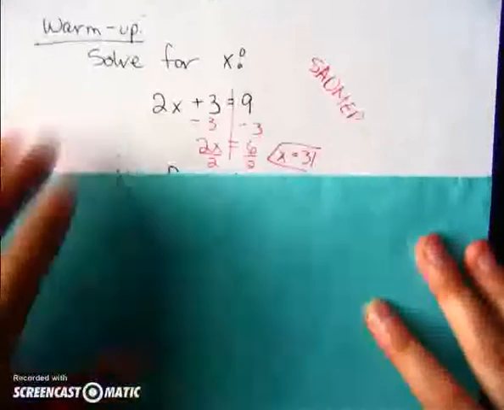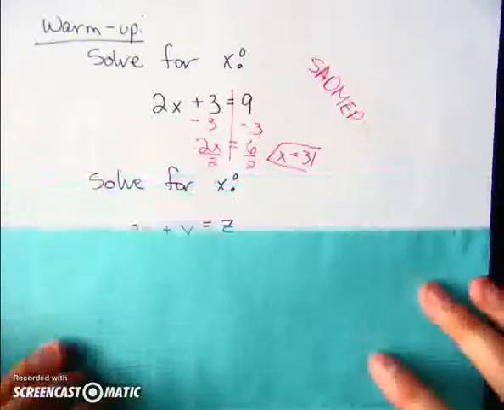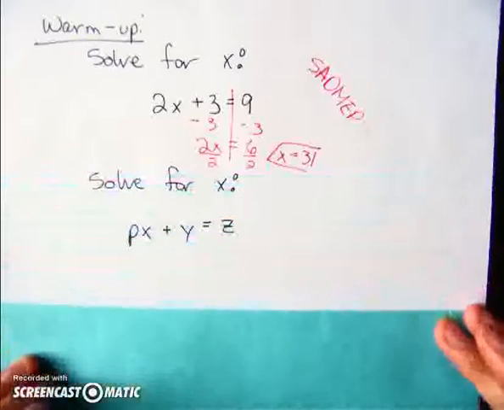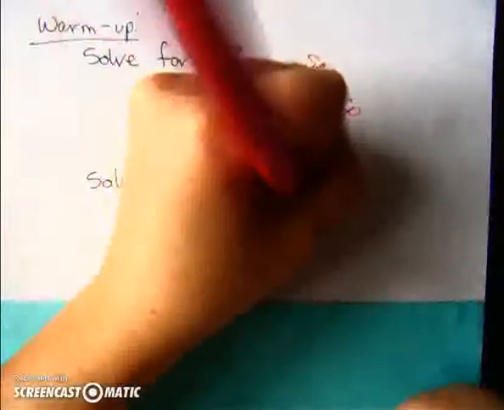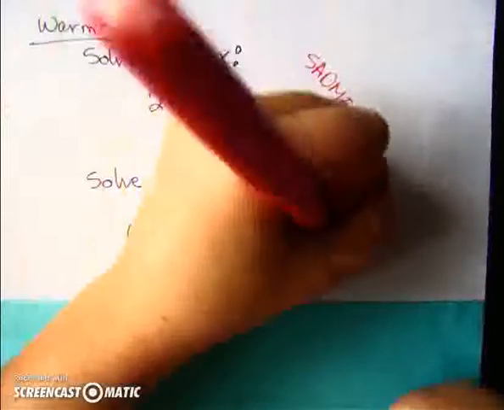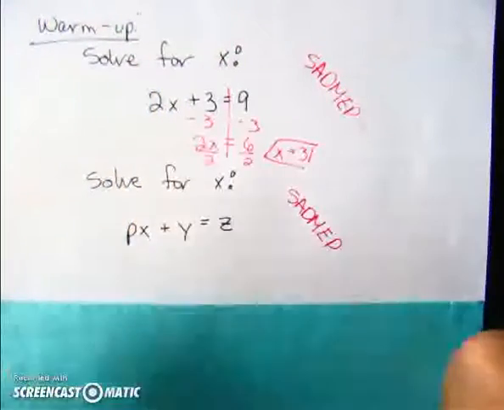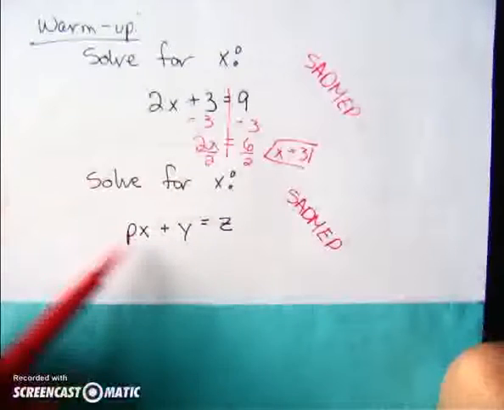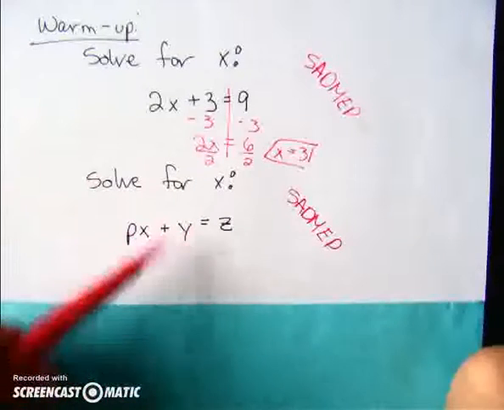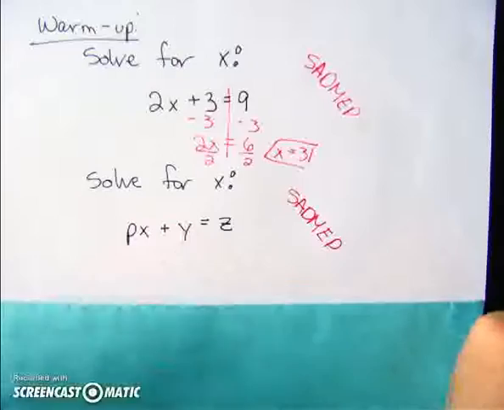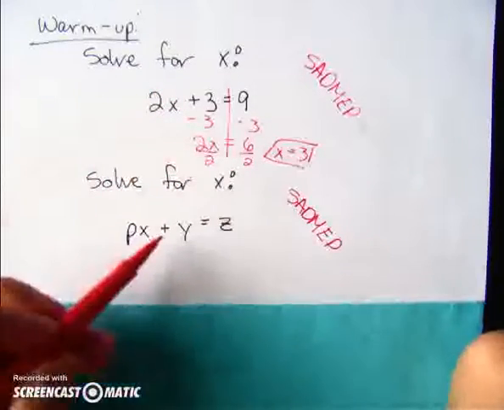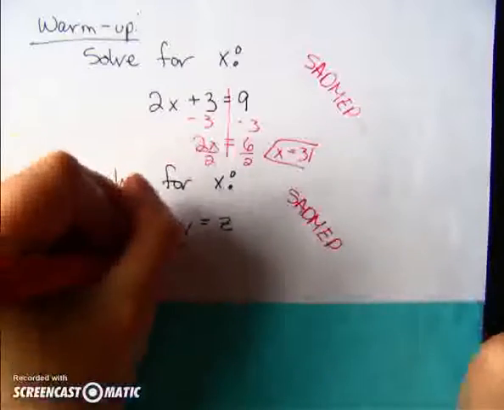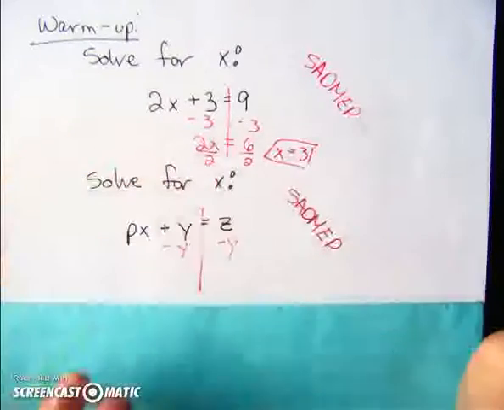We are going to try a different problem, except instead of having numbers, we're just going to have letters. So we're going to solve px plus y equals z using the same process. Again, we're going to use SADMET. These two are multiplying. I want to undo adding y first. So how do I undo adding y? Well, how did I undo adding 3? I subtracted 3. So here, how do I undo adding y? I subtract y from both sides of my equation.